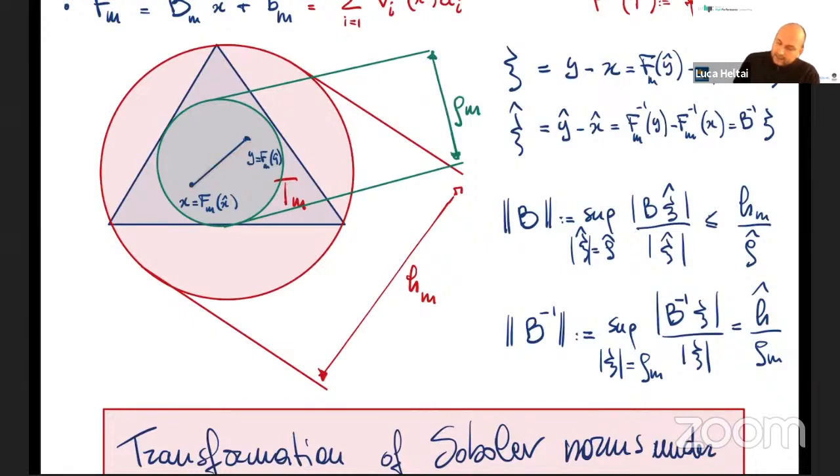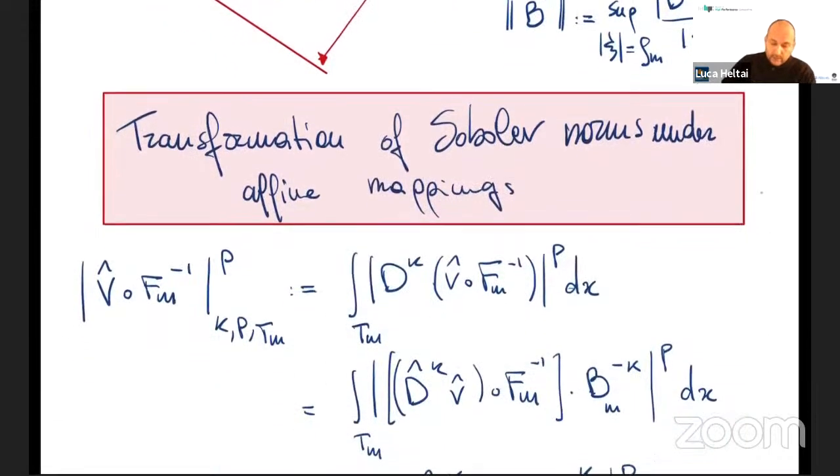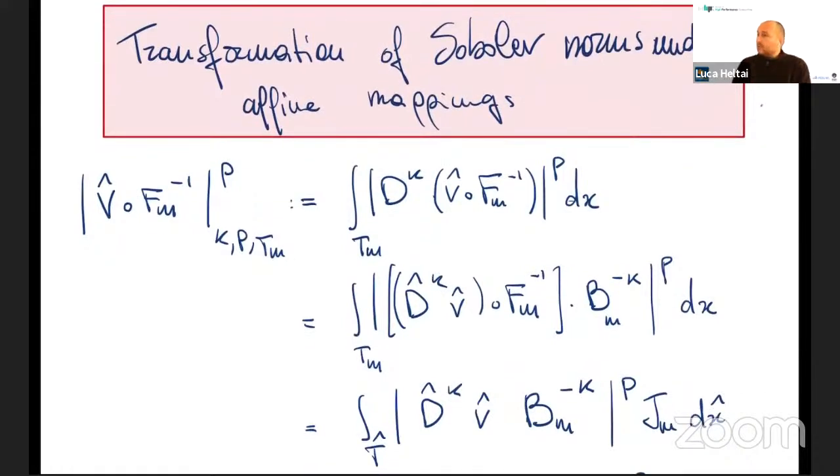And I see that the length of X minus Y divided by xi can be written in the worst possible case scenario as something which is certainly smaller than hm over rho hat. And when I define rho hat, the radius of the inner circle, and the diameter of the element as hm, and when you have these two properties, then you can bound the norm of B with a constant times hm, and the norm of B inverse with a constant times rho m to the minus one.